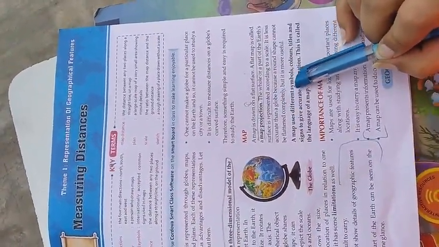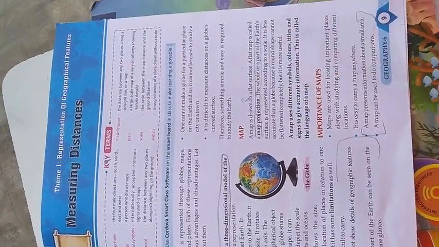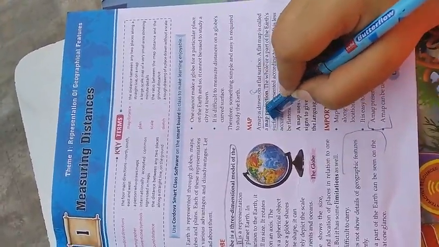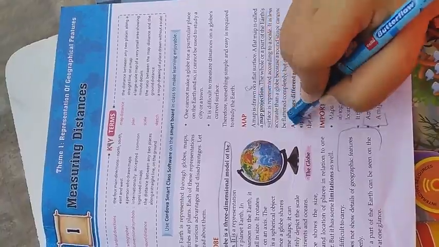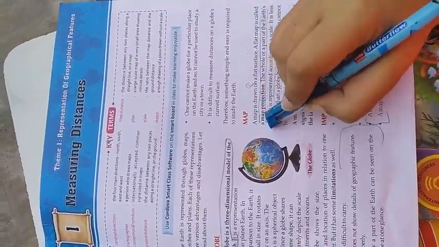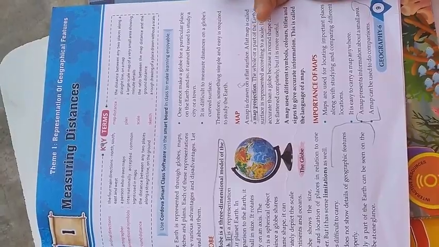A map uses different symbols, colors, titles and signs to give accurate information. It is called the language of a map. If in a map we are to represent a water area like an ocean or sea, we will give a symbol of blue color. The symbol of water is blue color, everyone knows.